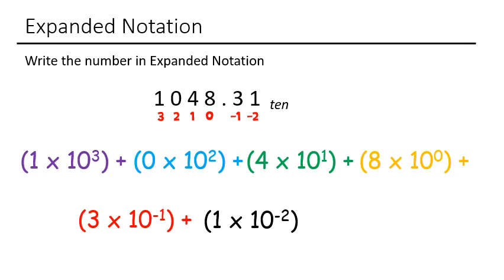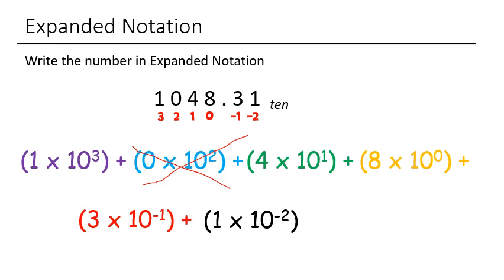The only thing that might be different here is that you don't necessarily need this part here because it's 0. If you have a 0 in your number, you don't even have to have that in your expanded notation. It's not necessary, but otherwise all of the rest of these numbers would be in your expanded notation.